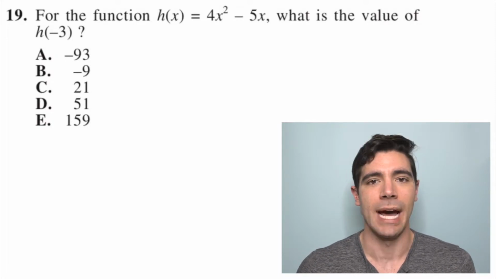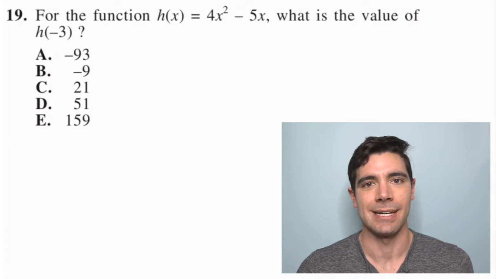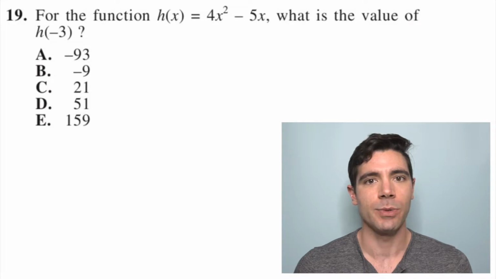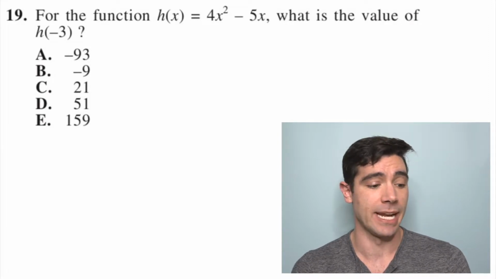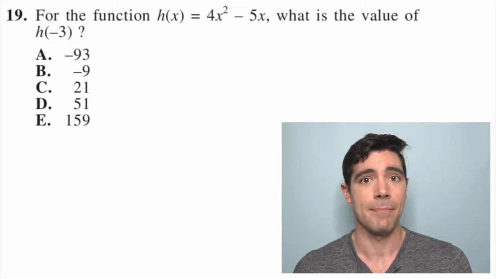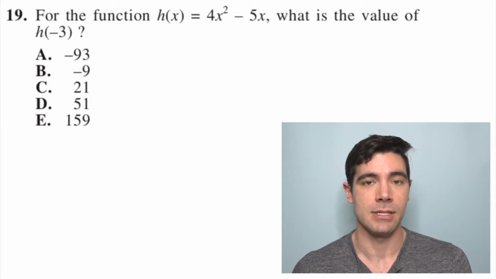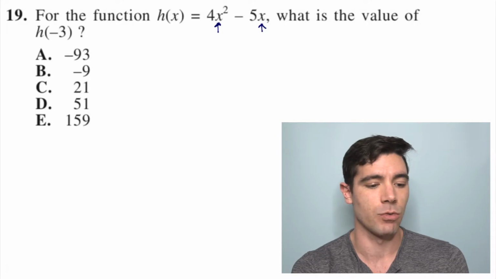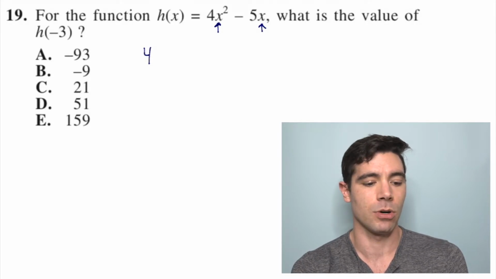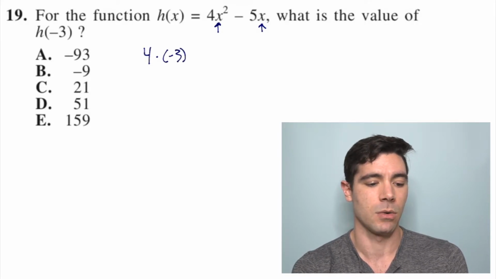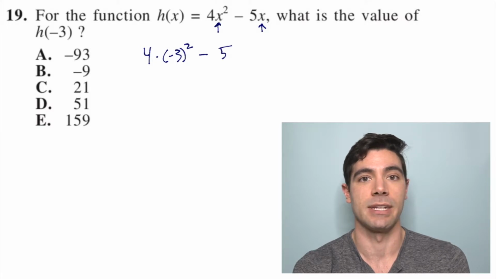I'll wait. I think the most helpful way to think of functions is as a set of instructions, right? So what this tells us is that when you have a number next to h in the parentheses, what that means is 4 times that number squared minus 5 times that number. So we have negative 3 here in the parentheses, and we're just going to do to negative 3 everything that is done to x in the original function, right? So we'll do 4 times negative 3 quantity squared minus 5 times negative 3.